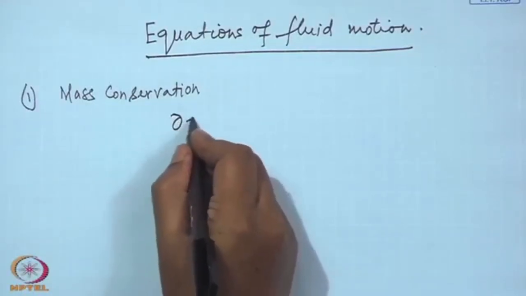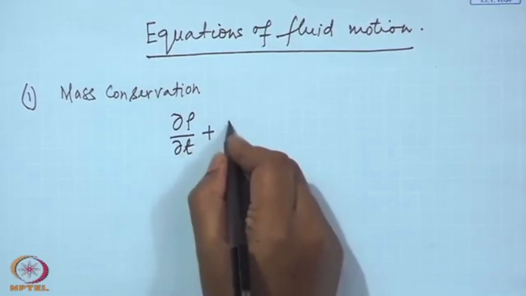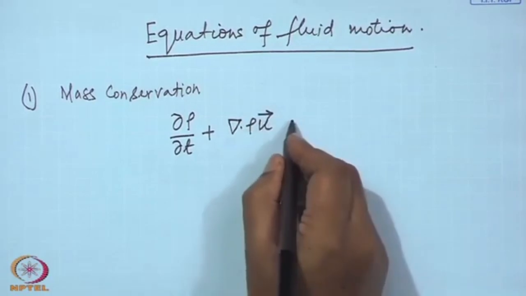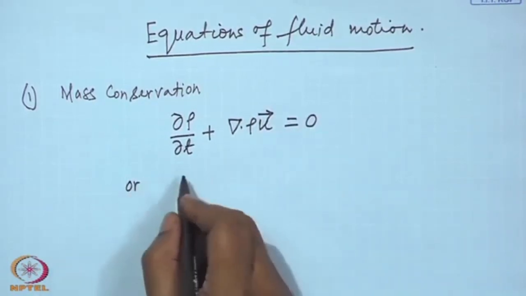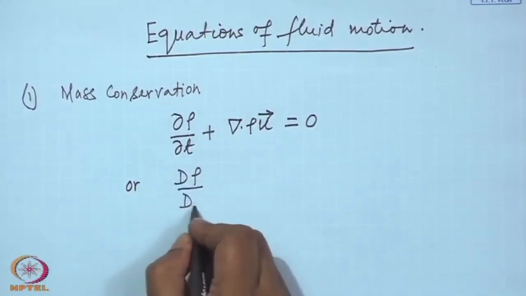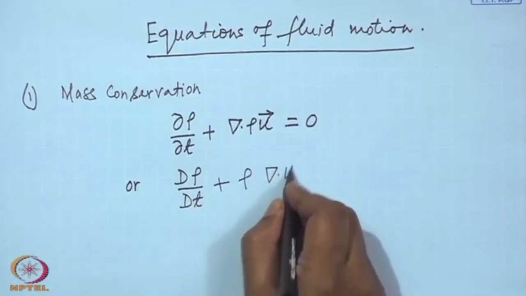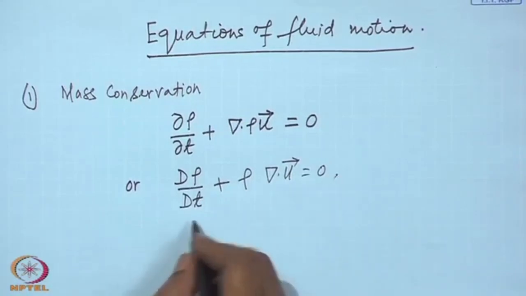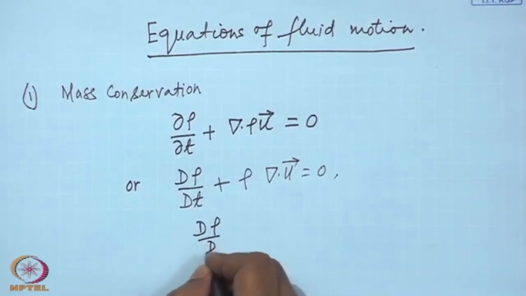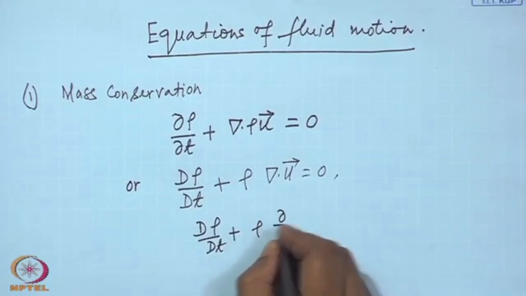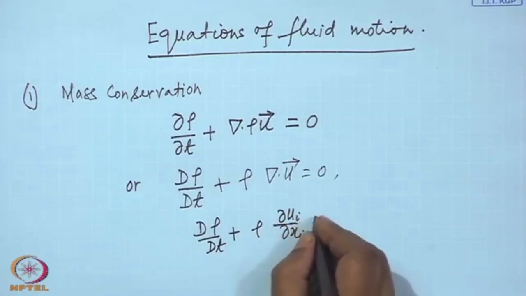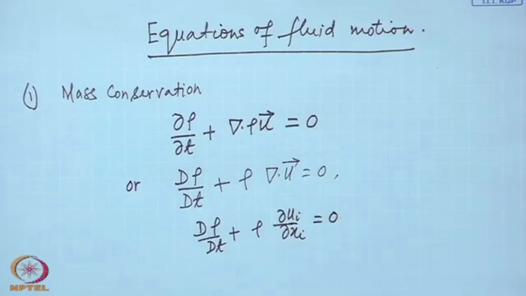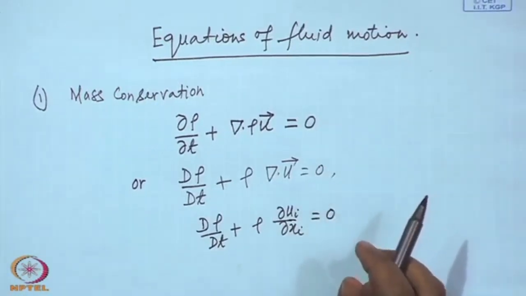Of course, the equation is the same in all the approaches, and the equation, to remind you once again, is d rho/dt plus divergence of rho u equal to 0, or can be written like this: d rho/dt plus rho divergence of u equal to 0. In index notation, this we also wrote as d rho/dt plus rho d u_i/d x_i equal to 0. So, this is a different form of conservation of mass, popularly known as the equation of continuity or continuity equation.